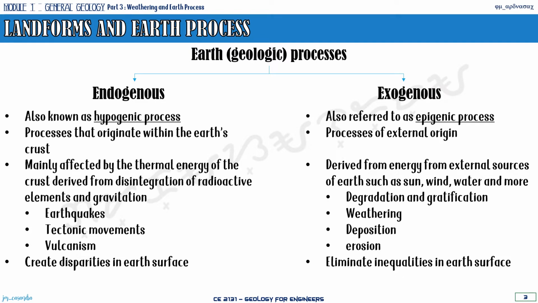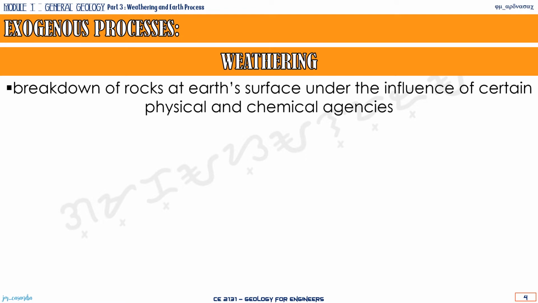Okay? So to understand the different processes of geology, we start off first with the exogenous processes. The first one is what we call weathering. So what is weathering? Basically, weathering is the breakdown of rocks or land formations on the Earth's surface under the influence of different agencies, which are either physical or chemical in process. Weathering will have three processes along the way.